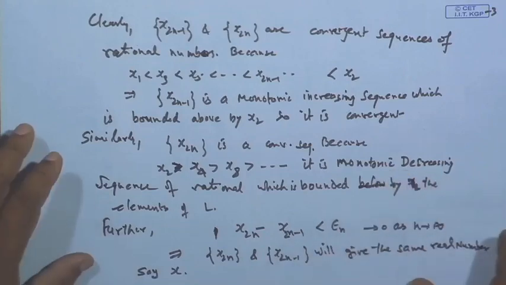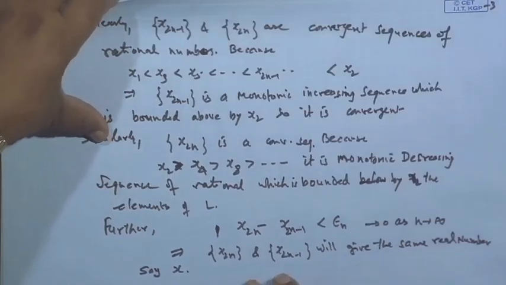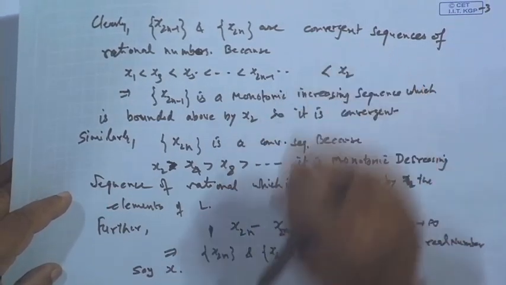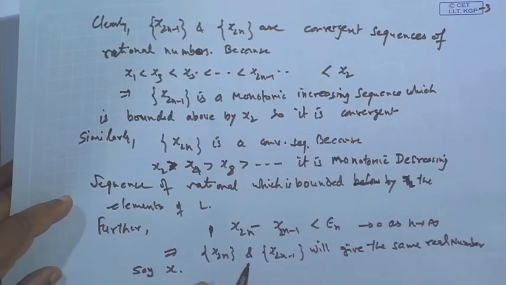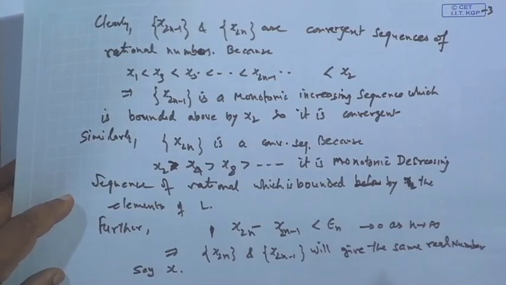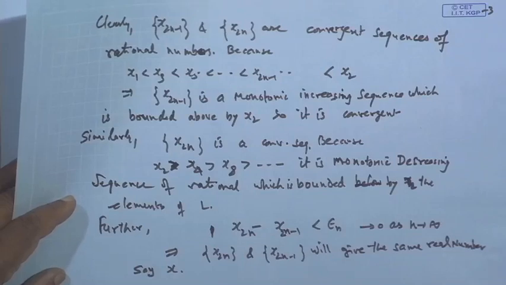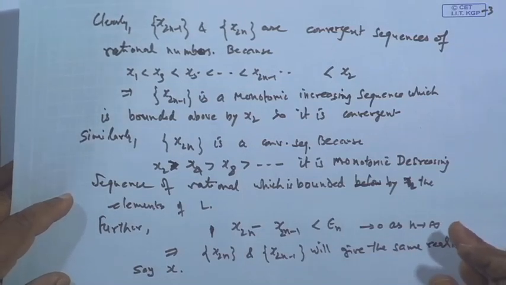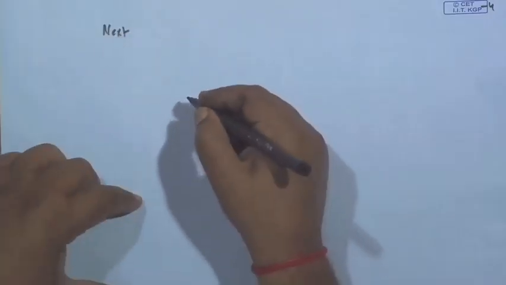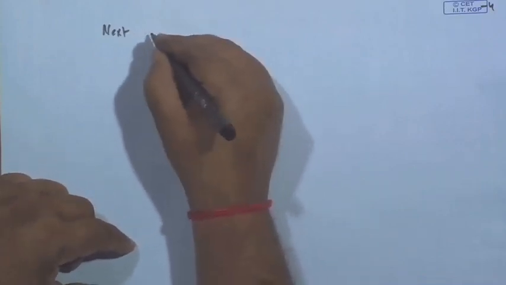Now with the help of this section, we have generated a sequence. And now we claim that for this section, if you take any element in the lower class, then if L does not have an upper bound, the element of the lower class will be less than the element of the upper class, and so on. So next, let A be a rational number.